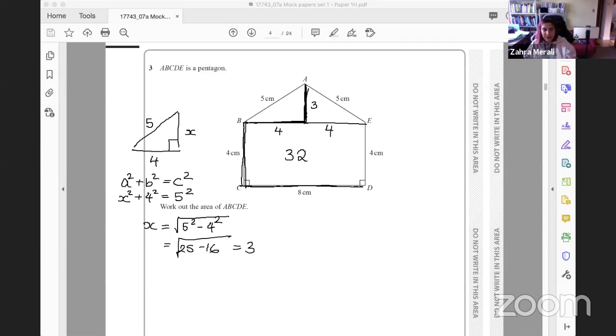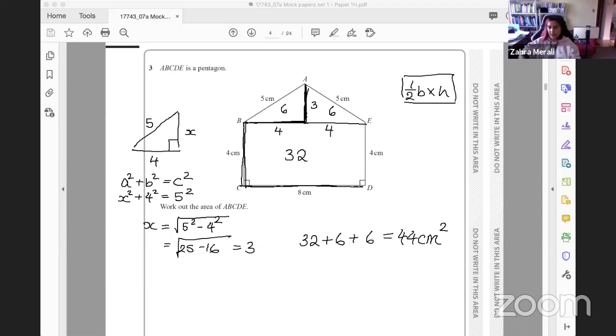So now we can work out the area for a triangle. So for a triangle, we've got half base times height. So we've got 3 times 4, which is 12, divided by 2, which is 6. And then this one is also 6. So if we add it all up, we've got 32 plus 6 plus 6, which gives us 44 centimeters squared.